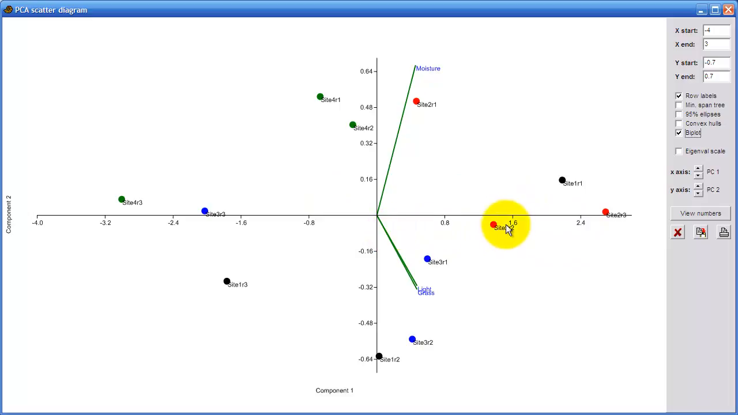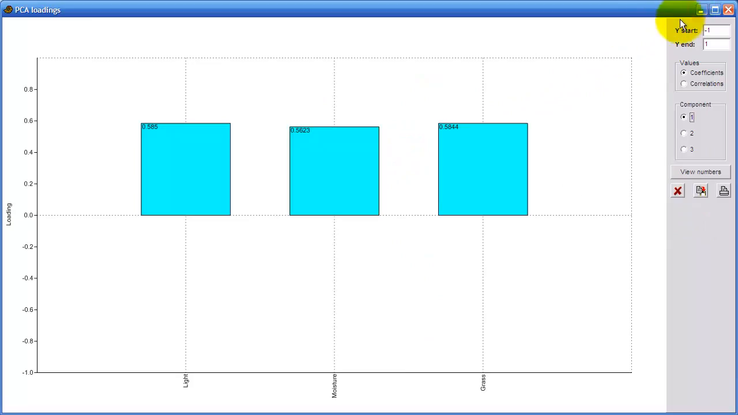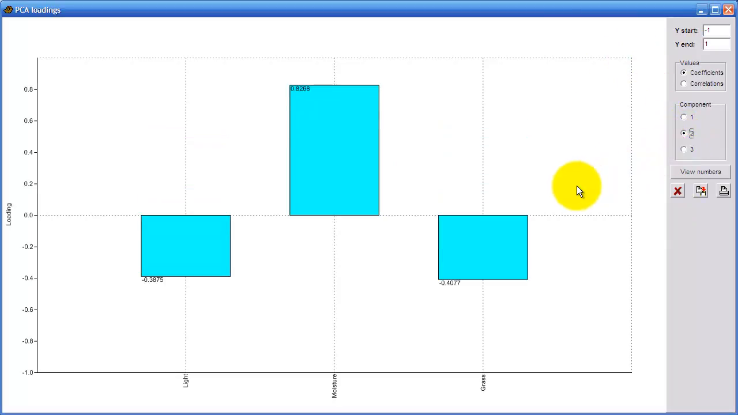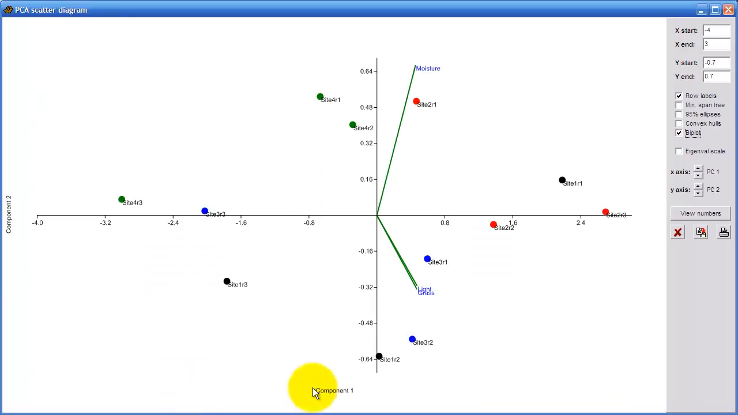Why don't these lines go straight across? Because they're also capturing the effects of axis 2, even though that is a very small percentage of variation. So if we switch over here, we'll see that axis 2 is really a contrast between light and grass and moisture. So back to the PCA, these samples down here will have higher levels of light and grass, and these samples up here will have higher levels of moisture and lower levels of light and grass.